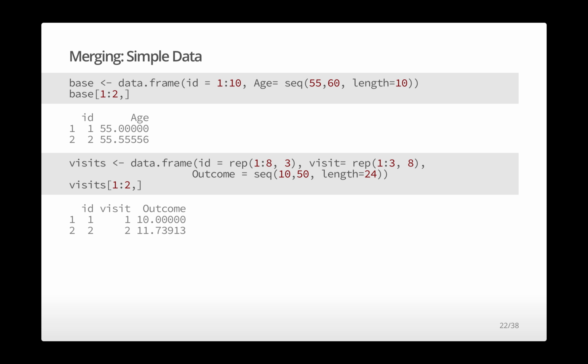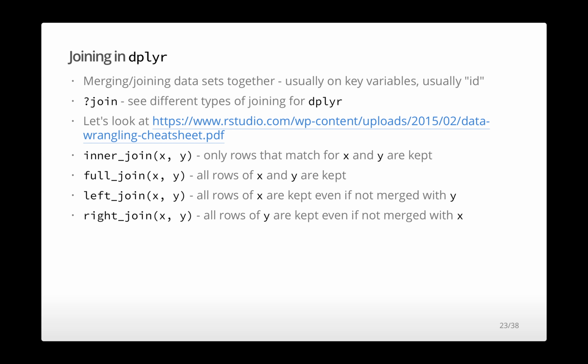We're going to use a very simple data set here. A baseline data set with IDs 1 to 10, and we just give it some ages. So you have ID 1 to 10 and the age for that. You have all 10 IDs in there. We have some visit data where we have IDs 1 to 8 for 3 separate visits. We gave it some random outcome. Note, 9 and 10 were lost to follow-up. They are not in this data set.